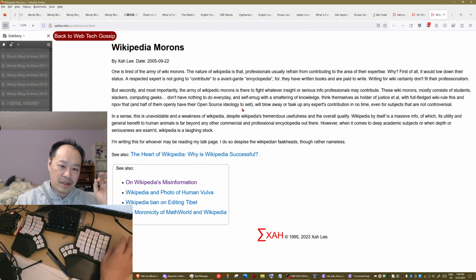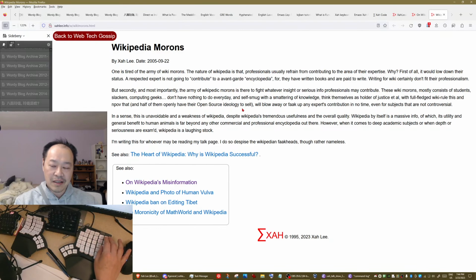But on the academic subjects, on any subject that's not in the current news and that's not sensitive or political or taboo, for example, on physics, on mathematics, on programming, Wikipedia is the best resource, okay?